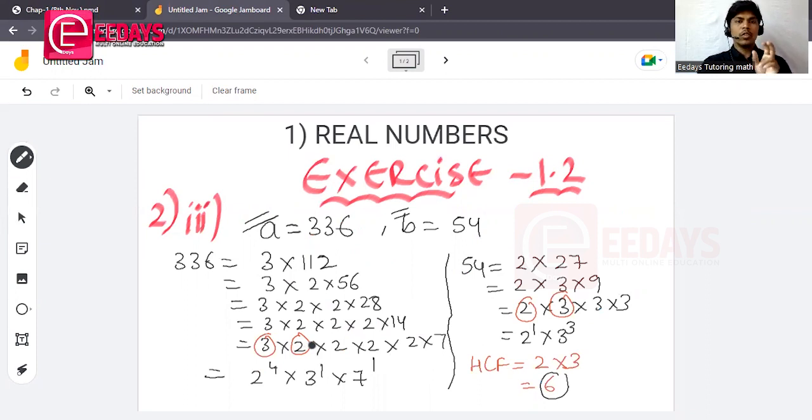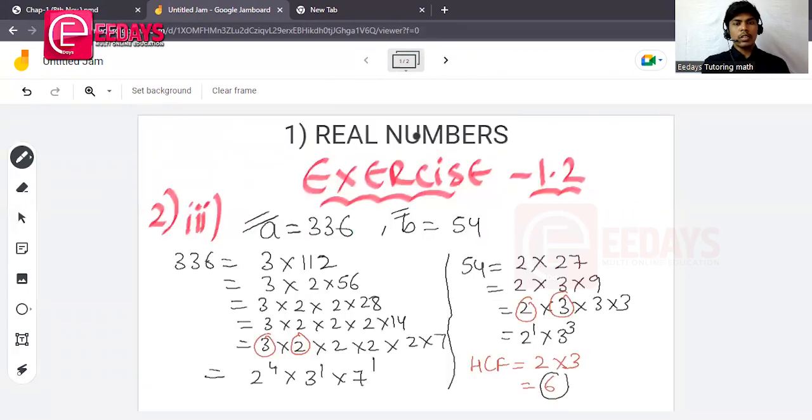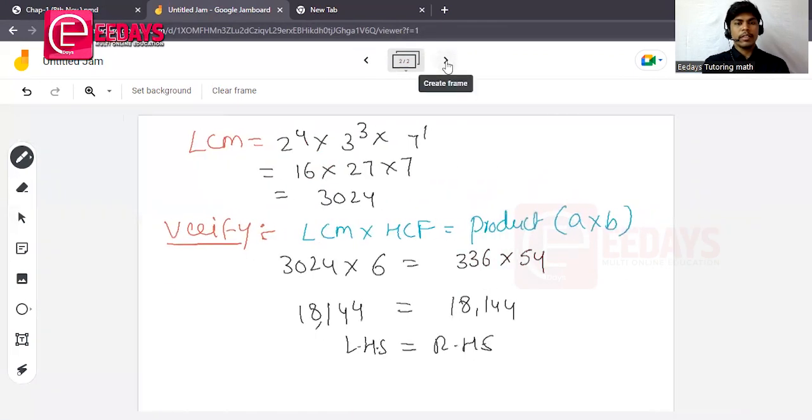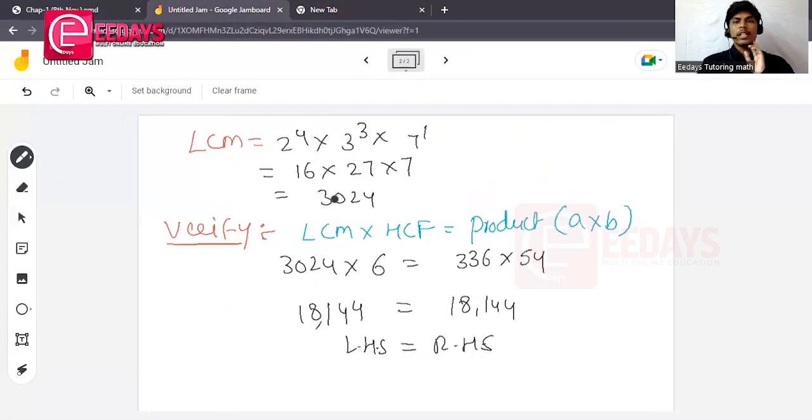But for the LCM, you don't need to follow that. So for the HCF, 3 and 2 are the only common things. So we multiply 2 into 3, and you'll get 6. And for the LCM, you take only the highest power: 2 power 4, 3 cube, and 7 power 1. You get 3024. But the question is not completed. We need to verify with the formula: LCM into HCF is equal to the product of two numbers. So this is what we learned. We'll get 18144, both are equal, LHS is equal to RHS.